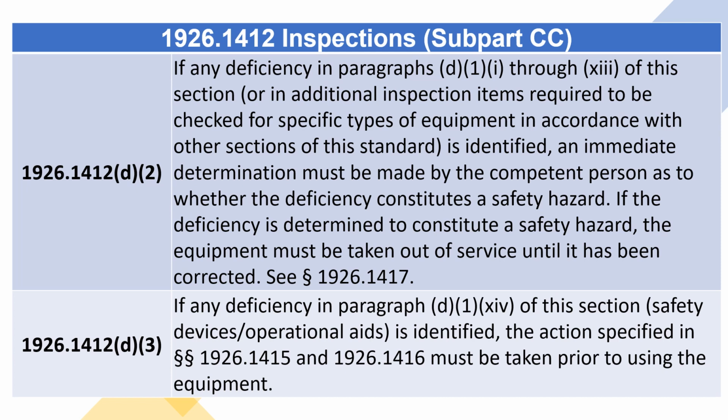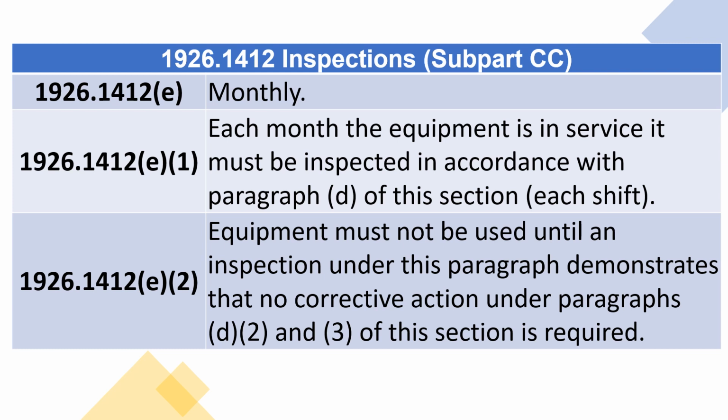1926.1412(d)(3). If any deficiency in paragraph (d)(1)(xiv) of this section, safety devices/operational aids, is identified, the action specified in sections 1926.1415 and 1926.1416 must be taken prior to using the equipment. 1926.1412(e). Monthly. 1926.1412(e)(1). Each month the equipment is in service, it must be inspected in accordance with paragraph (d) of this section, each shift.